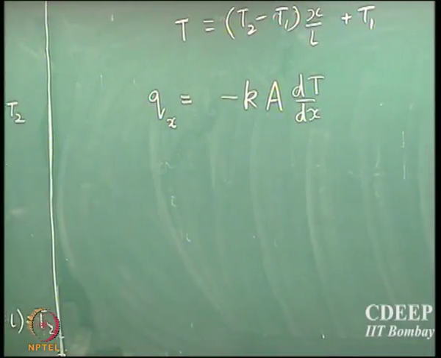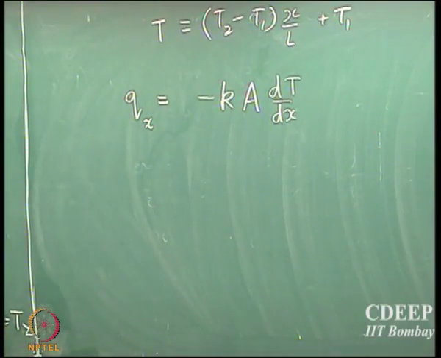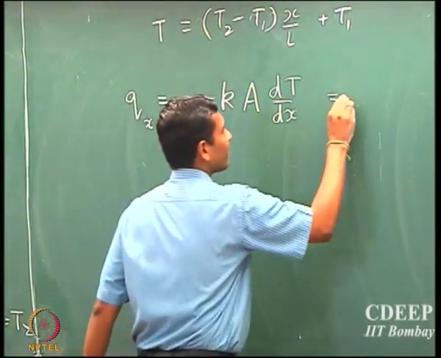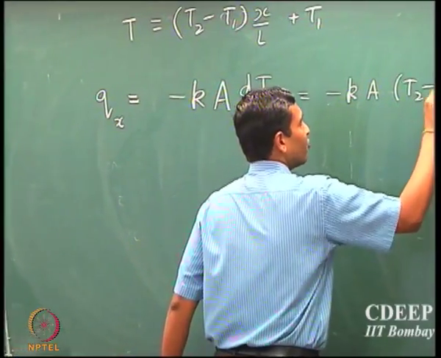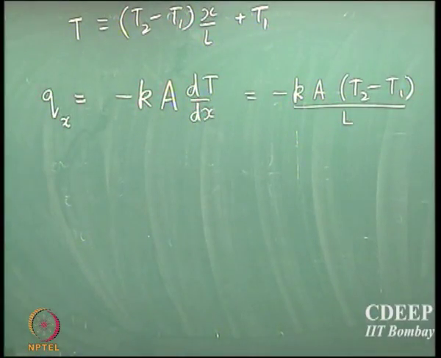So it's very easy. What is the gradient? dT by dx? It's T2 minus T1 by L, right? So it will be minus K A into T2 minus T1 by L. Okay.